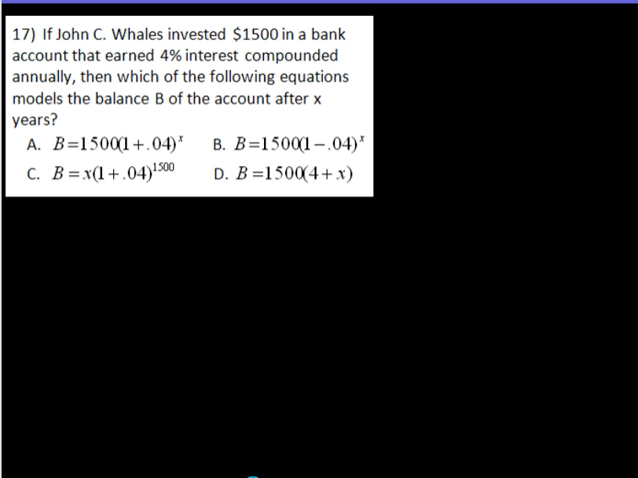John C. Wales invested $1,500 in a bank account that earned 4% interest compounded annually. Okay, so this is an interest problem. This is exponential, and it's going to be growth. He's earning money on it, and so I'm going to throw out anything that's going to be decay. And after X years, which of the following equations models a balance after X years?